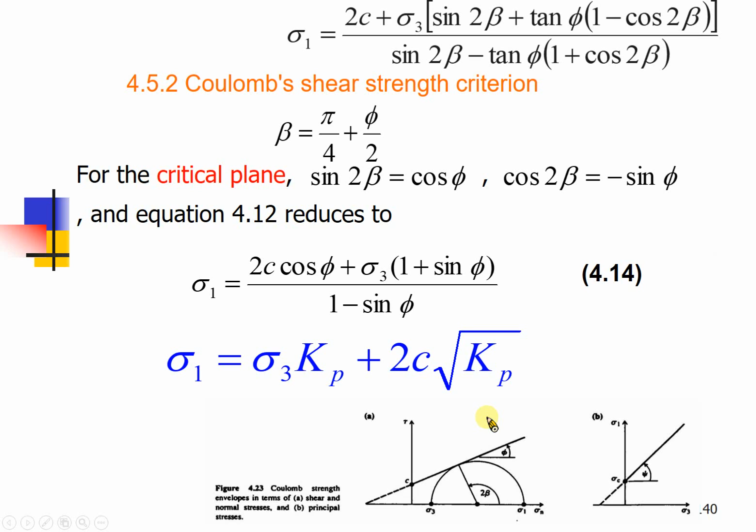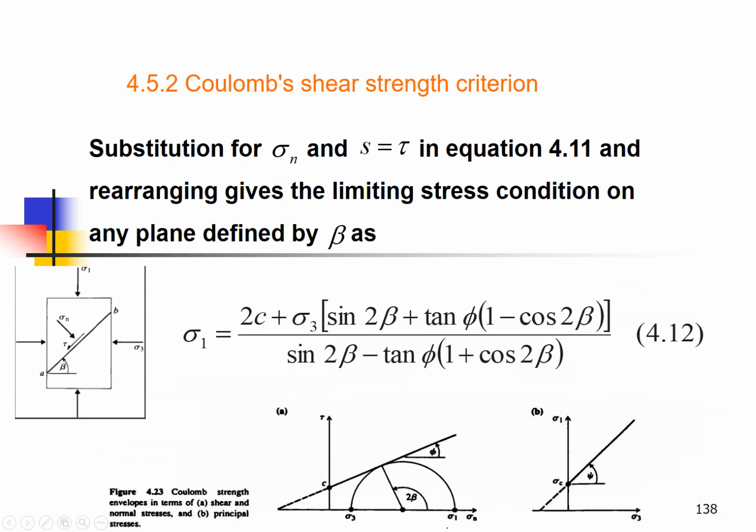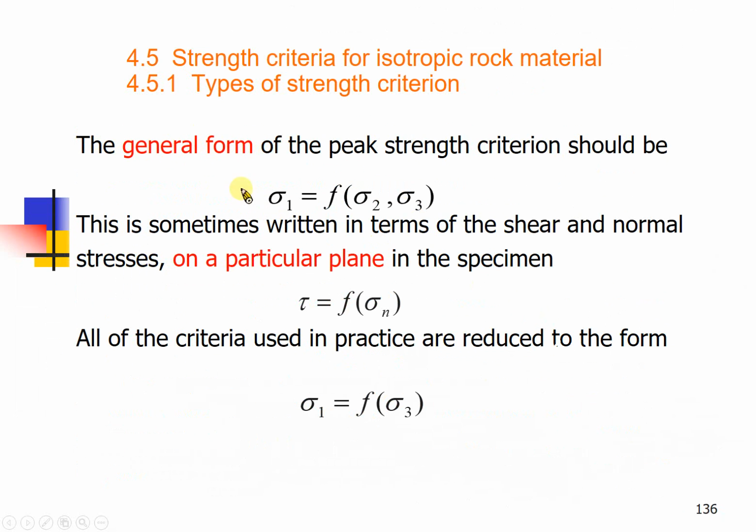Do you know what I'm doing now? I'm trying to show you how you can express this for the Mohr-Coulomb failure criterion. If you accept the Mohr-Coulomb failure criterion and all of its assumptions, you can express the Mohr-Coulomb failure criterion in terms of sigma 1 versus sigma 3.